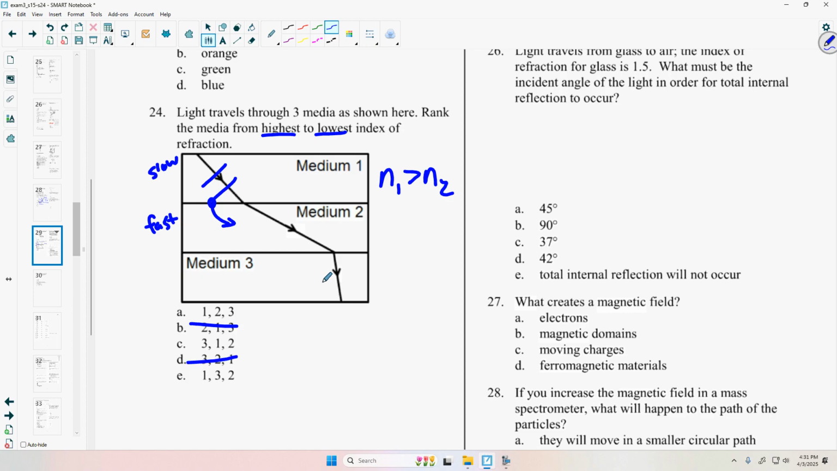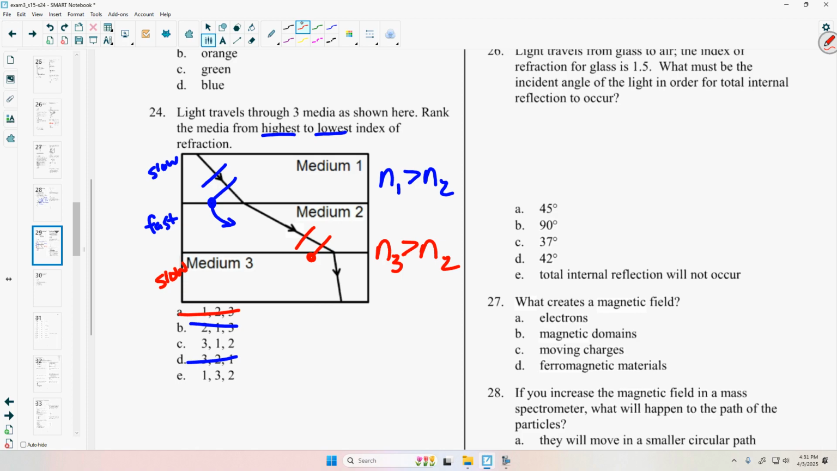All right. Next, I look at N2 to N3. As I move from N2 to N3, I imagine my wavefronts there. It's going to move slower than it did in medium 2. That means that N3 is bigger than N2. If N3 is bigger than N2, that gets rid of that one. So now I need to distinguish between C and E.